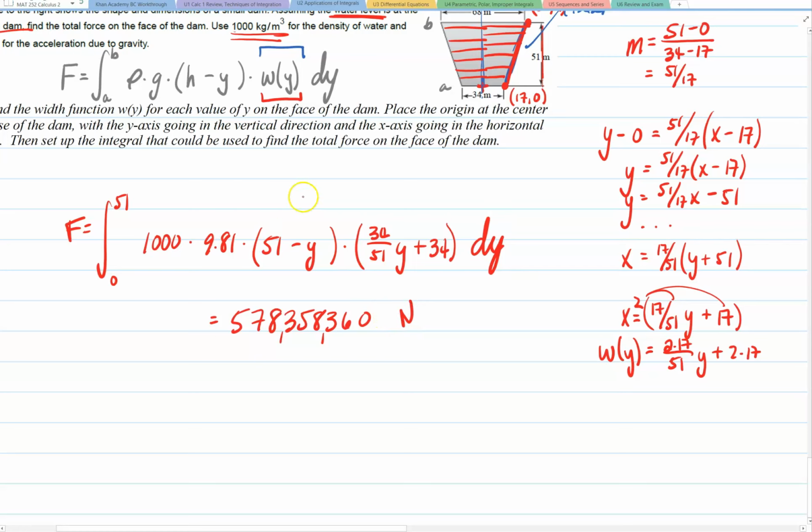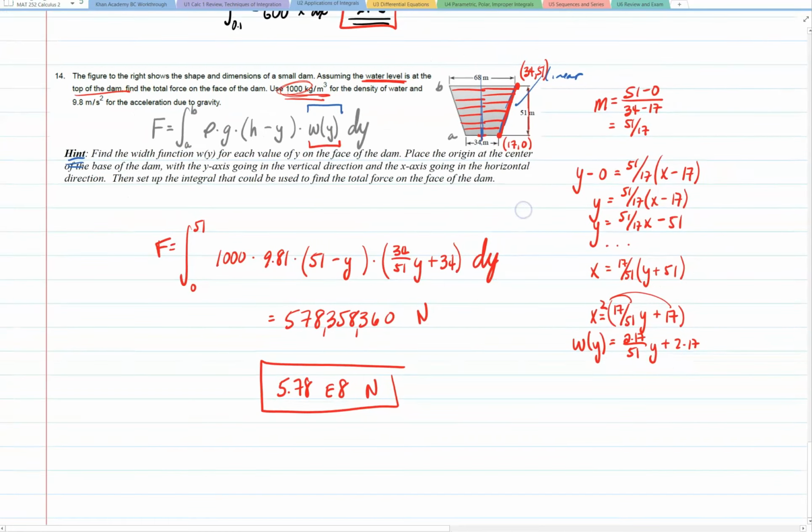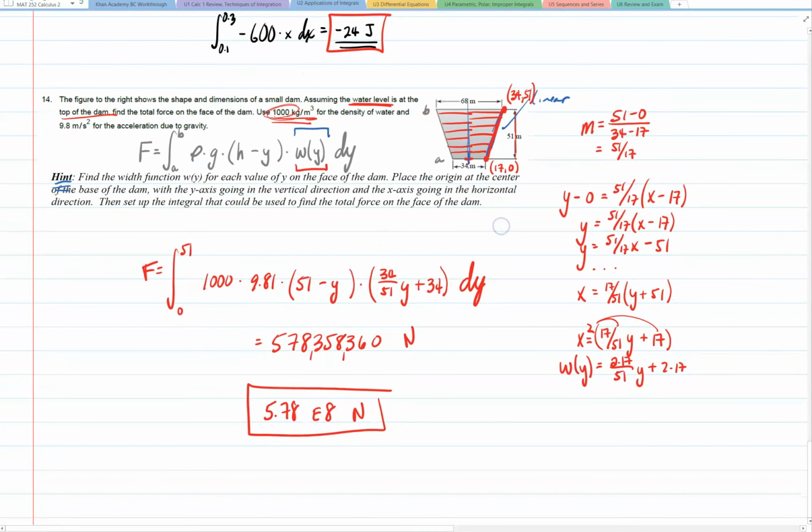If we were worried about significant figures, well, this is kind of a limiting factor here, but usually 3 or 4 significant figures would be appropriate. We might report this as 5.78 times 10 to the 368 power newtons. So quite a lot of force behind a dam that's holding that much water.